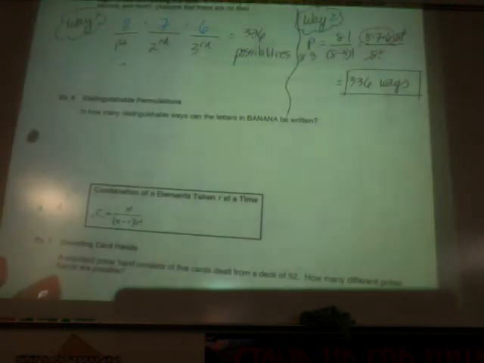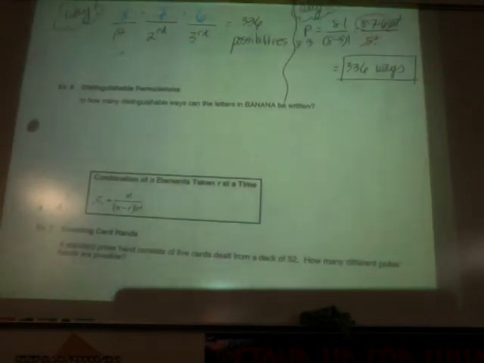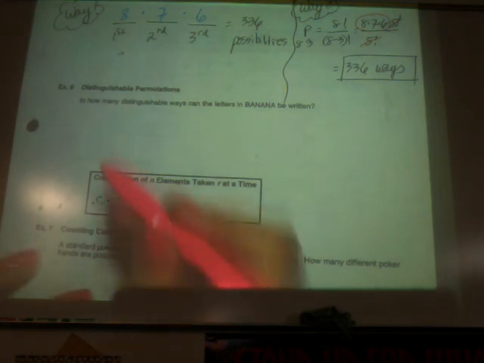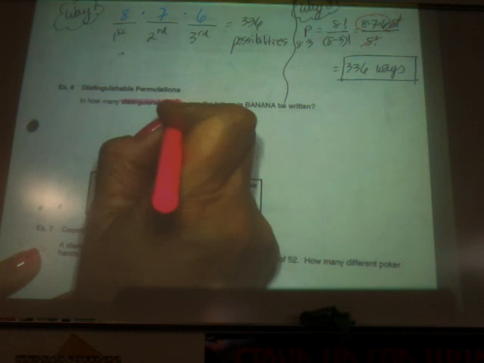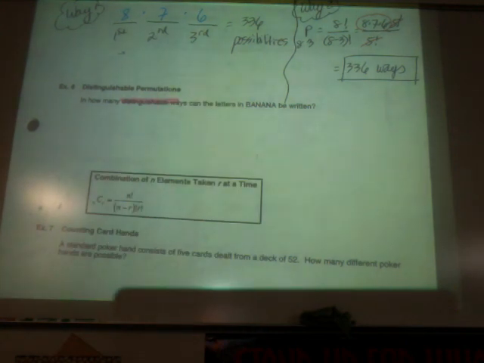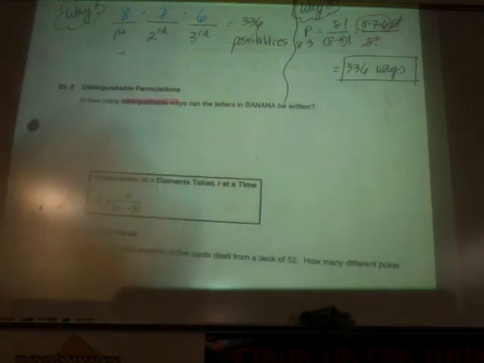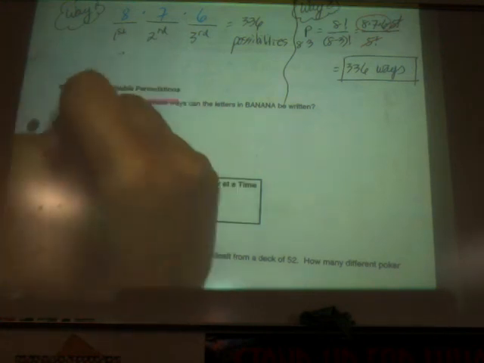All right, so here we go. This one, however, is a little different. Distinguishable permutations. This time we have: in how many distinguishable ways can the letters in banana be written? Banana. So here's your formula. You're going to have n factorial.